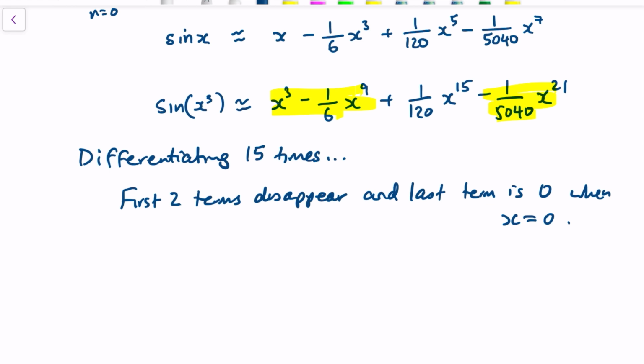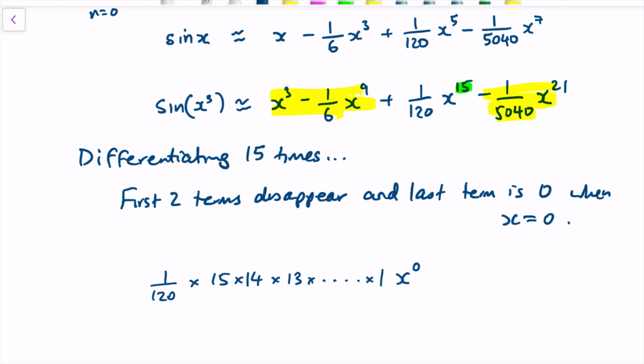So we're going to get 1 over 120 times 15 times 14 times 13 all the way down to 1. You think about what happens with the power. The 15 comes down the front, it becomes a 14. The 14 comes down the front, it becomes a 13. All the way down to a single power comes down the front, and the power drops to x to the 0, and x to the 0 is a constant of 1.